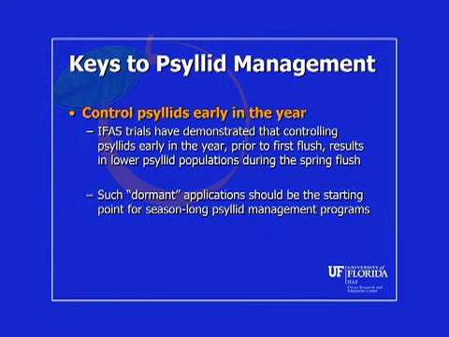The first of these important things to consider is that it is important to control psyllids early in the year. We've conducted multiple trials throughout 2006 and 2007 that have demonstrated that if you get out prior to the first flush in a grove and use a product to control the adult psyllids, this will result in lower psyllid populations throughout the spring flushing period. Such dormant applications really need to be the starting point for season-long psyllid management programs.